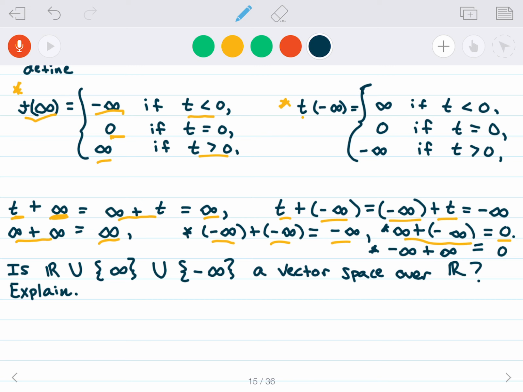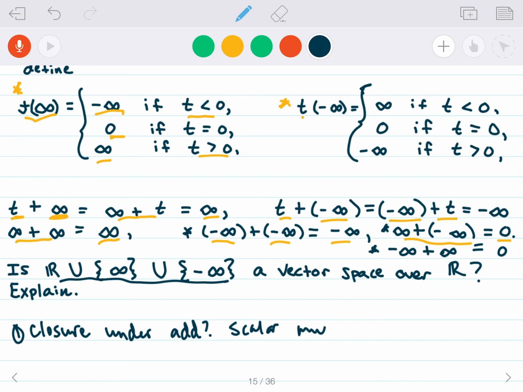And I know it looks a little crazy, but we apply the same logic to see if this space R union with these two new objects is a vector space over R. So scalar multiples are R. And we're going to explain. So first of all, closure under addition and scalar multiplication.